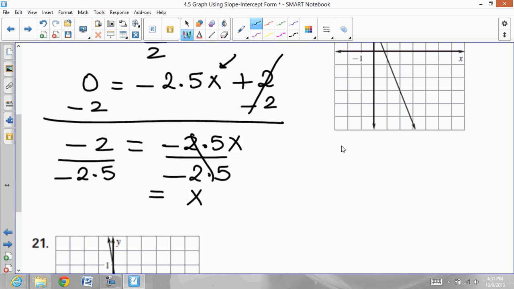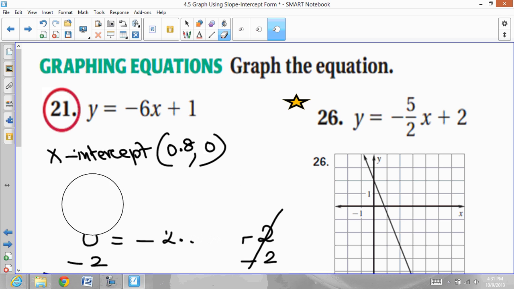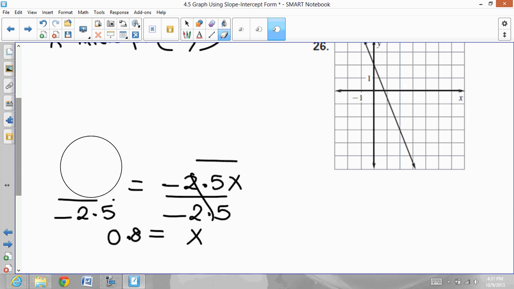And you get x is equal to 0.8. So which basically means when your x value is 0.8, your y value is a 0. So I'm going to use that as one of my points. And now I'm going to find out what my y-intercept is.